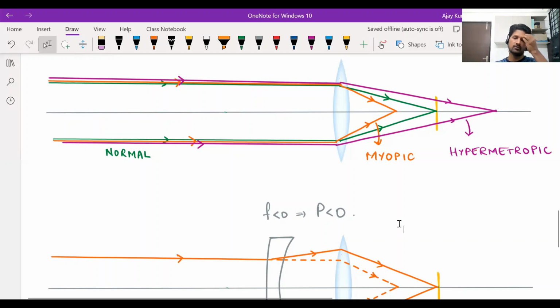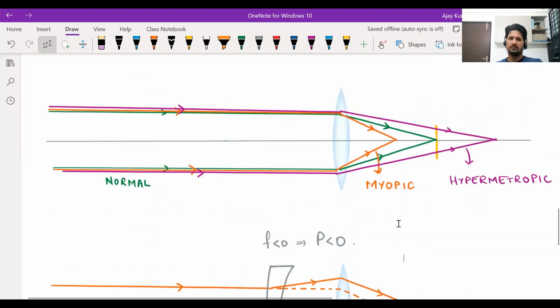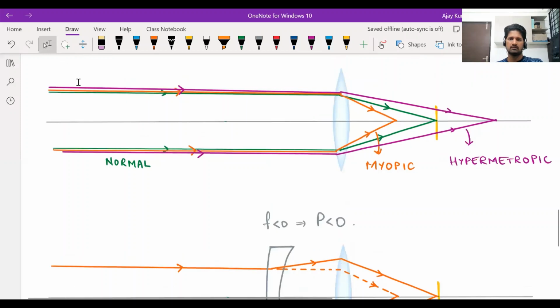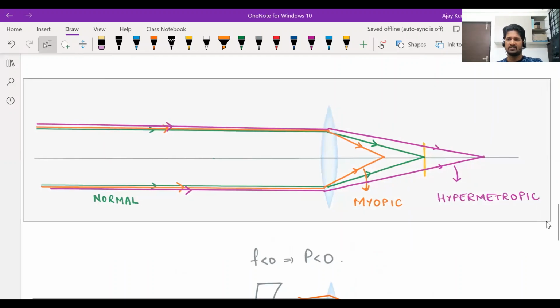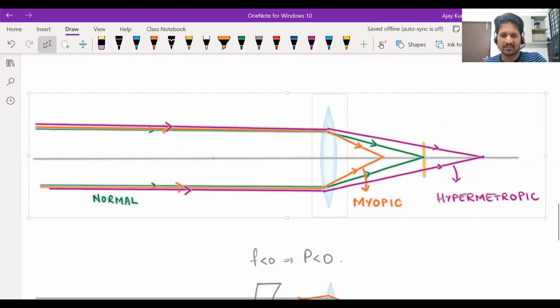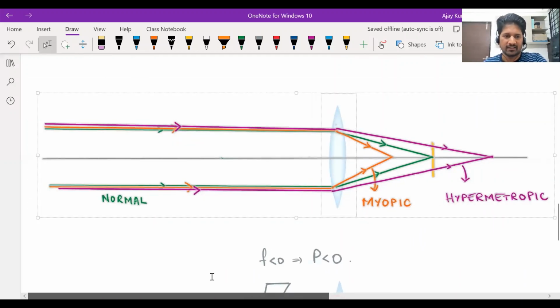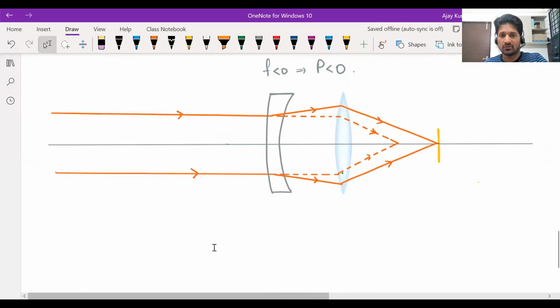Okay. Can one of you tell me how to correct for that? Pradyum, think carefully and answer. Don't be in a hurry. Concave is used to correct for myopia.